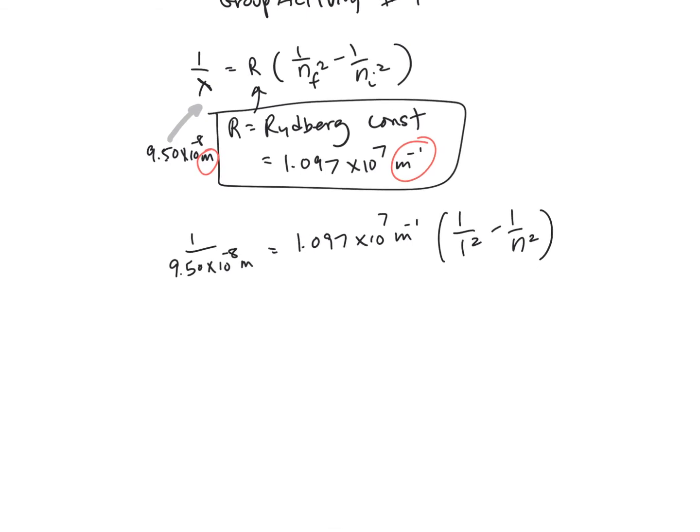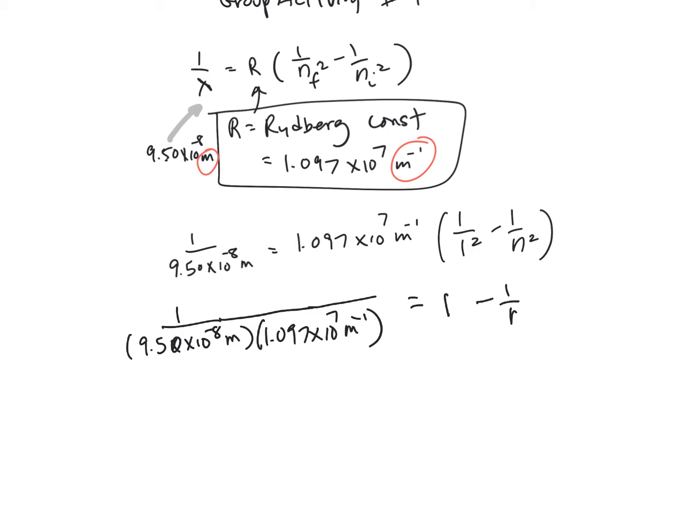I strongly suggest that you divide both sides by 1.097 times 10 to the 7 meters to the minus 1. So it's going to disappear on this side and it'll end up in the denominator on the left-hand side, as opposed to doing a distributive law multiplication. That just gets much more complicated. It's just much easier to do it this way. So 1 over 9.50 times 10 to the minus 8 meters, and then you're dividing by 1.097 times 10 to the 7 meters to the minus 1. This is equal to 1 over 1 squared, which is 1, minus 1 over n squared.